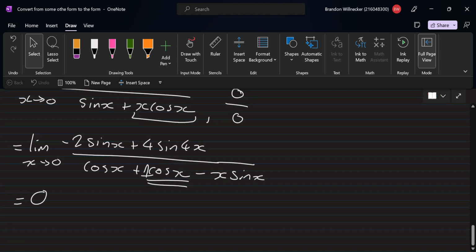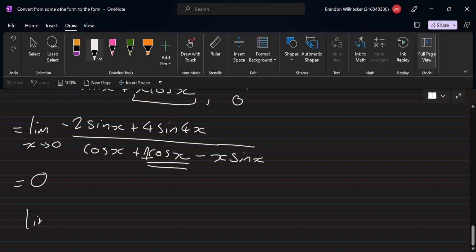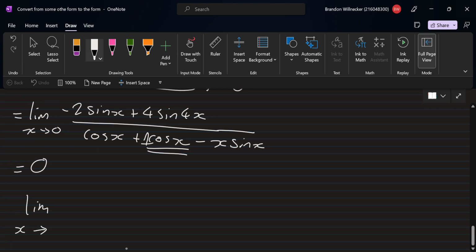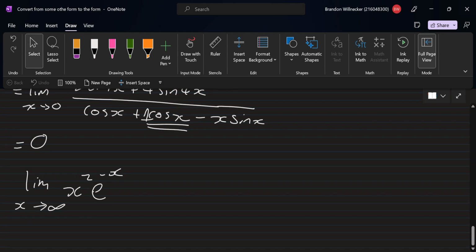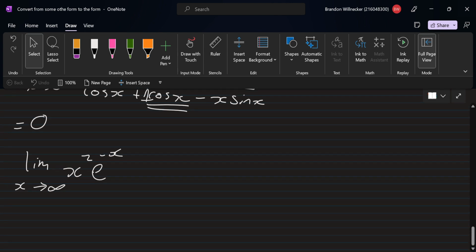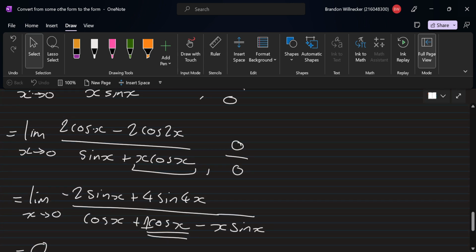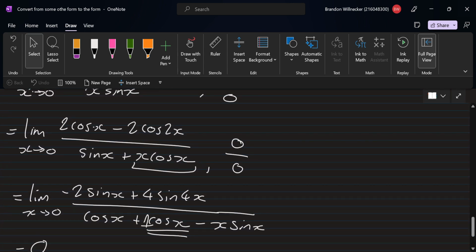Okay. Next one. So we have the limit as x goes to infinity of x squared e to the minus x. Okay, please settle down. Okay. Yes. How can you get 4 sine 4x? Oh, sorry, that's a 2 there. Yeah, so the 2 comes out to the front to make it a 4, but then that still stays a 2.